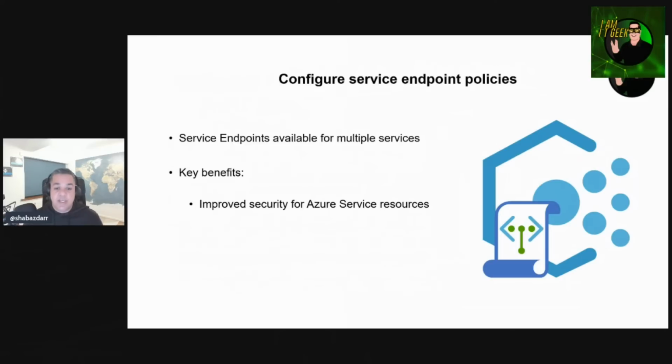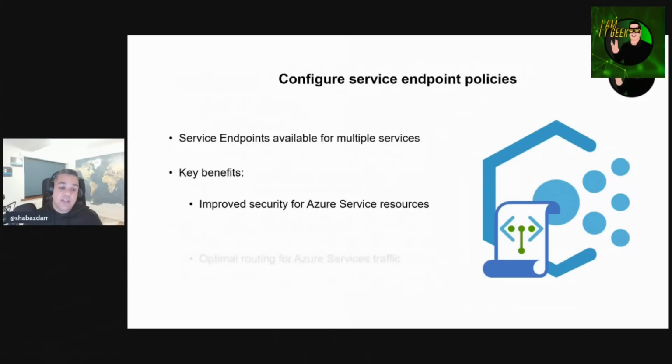Once you enable service endpoints in your virtual network, you can add a virtual network rule to secure those Azure service resources to your virtual network. The rule provides improved security by fully removing public internet access to those resources and allowing traffic only from your virtual network. I think we mentioned that before.